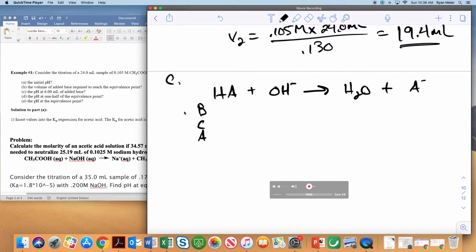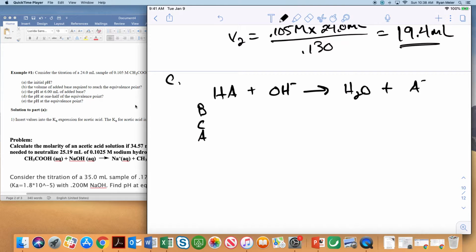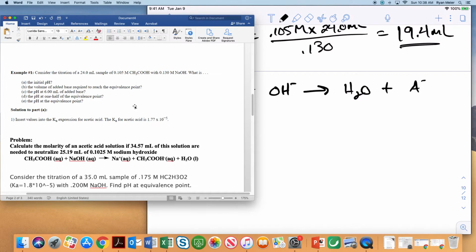All right, now for me to use the BCA table, what do I have to do? I have to put things in terms of moles. So for the acetic acid, I'll have 0.105, its concentration, times its volume in liters, so 0.024. So I'll get 0.00252.